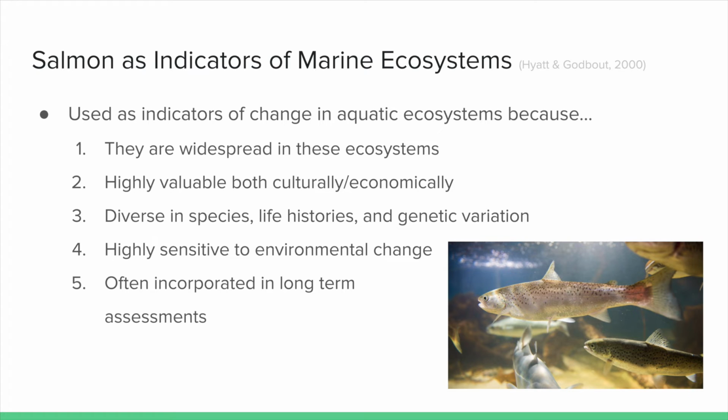So, salmon as indicators of marine ecosystems: they're often used as indicators of change because they're widespread in these ecosystems, of course. They're highly valuable both culturally and economically, as we briefly explored. They're diverse in species, life histories, and genetic variation. They're highly sensitive to environmental change, and they're often incorporated in long-term assessments. And they are seen as useful for a highly cost-effective indication of functional integrity of aquatic and terrestrial ecosystems, as well as general biodiversity.